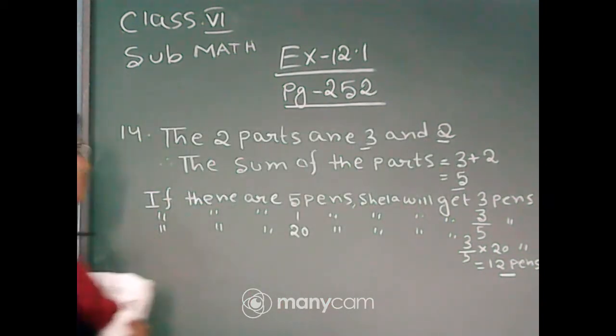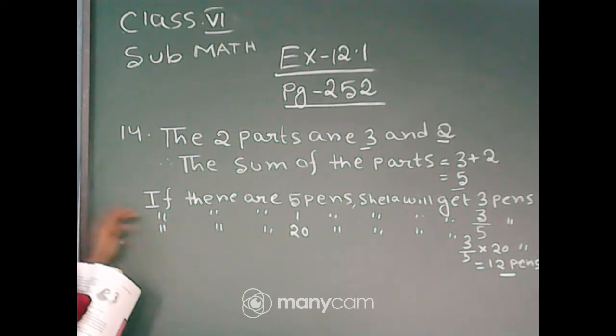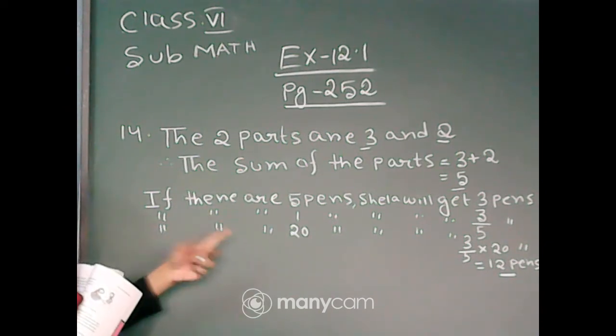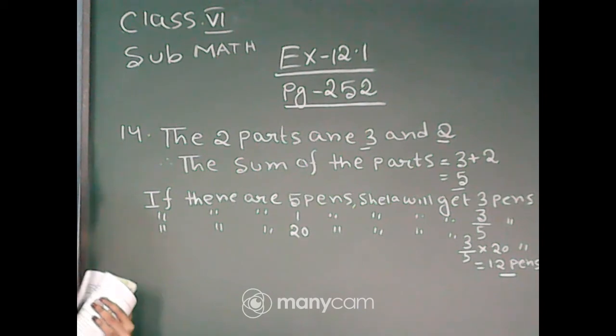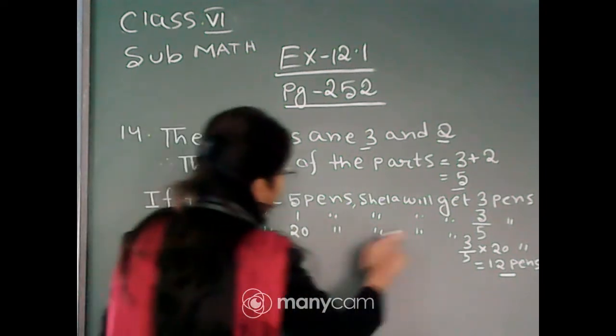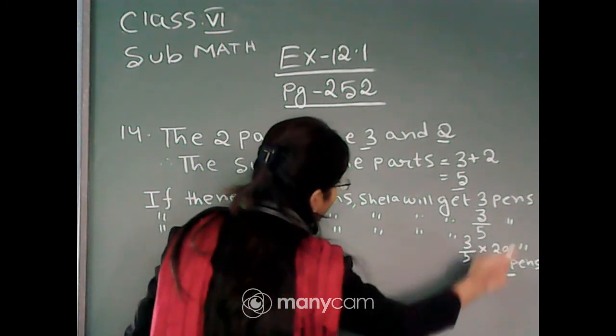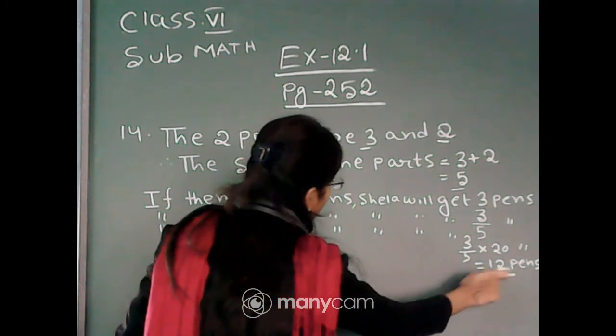If there are 5 pence, then Sila will get 3 pence. So, if there is 1 pence, Sila will get 3 divided by 5 pence. And it is given that there are 20 pence. So, if there are 20 pence, Sila will get 3 divided by 5 into 20, that is 12 pence.